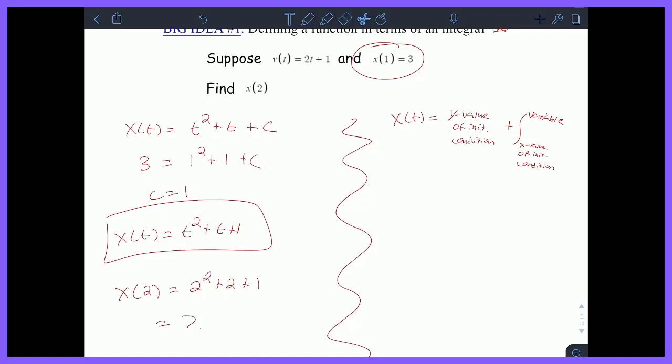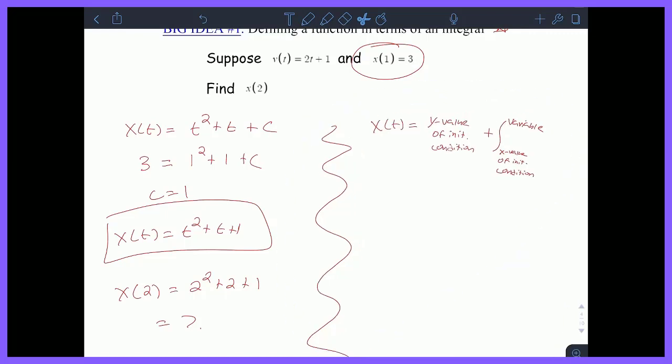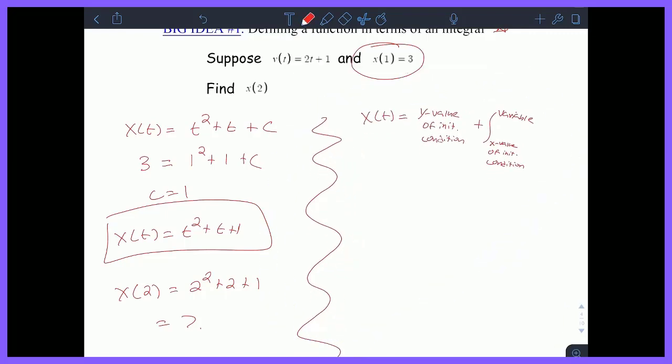I'm running out of space. I'm just going to scooch everything over a little bit. Oops, that's not quite what we wanted. Thank you. And then we'll just do function.